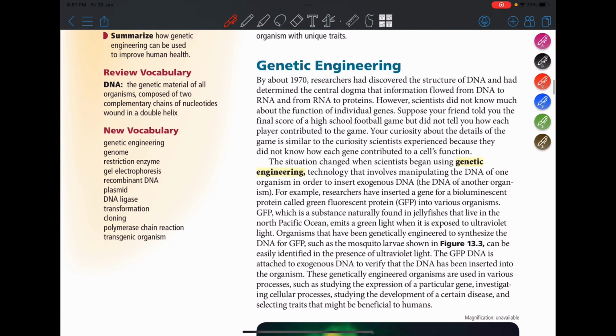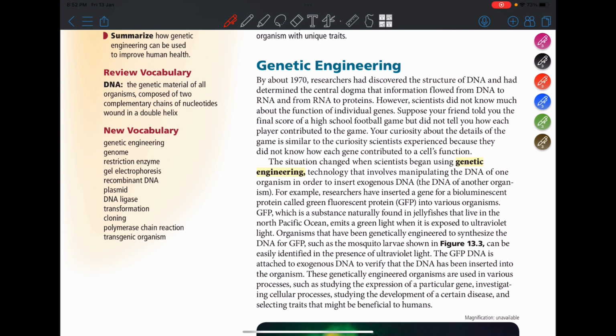So before we talk about genetic engineering and what genetic engineering is, let's have a little look at the history as to why we do genetic engineering. By 1970, researchers had discovered the structure of DNA, and we took that last term. We talked about the structure of DNA, and the central dogma or the DNA flow, and we said that DNA goes to RNA and from RNA to protein.